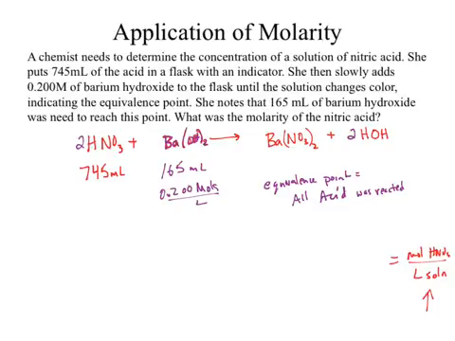So I will start off my calculation. I'm going to attempt to do this as a straight line. With 745 milliliters of our nitric acid solution, I want to get that into liters. So my milliliters needs to cancel, and I need liters to show up on the bottom. What is the conversion factor between milliliters and liters? 1,000 milliliters in a liter.